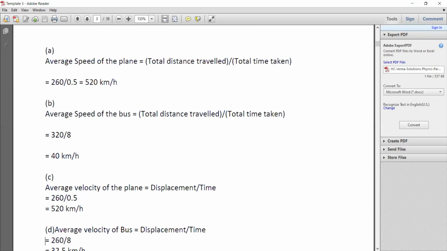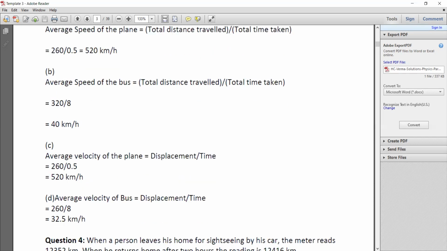B. Average speed of the bus equals total distance traveled / total time taken equals 320 kilometers / 8 hours equals 40 kilometers per hour. C. Average velocity of the plane equals displacement / time equals 260 kilometers / 0.5 hours equals 520 kilometers per hour. D. Average velocity of the bus equals displacement / time equals 260 kilometers / 8 hours equals 32.5 kilometers per hour.